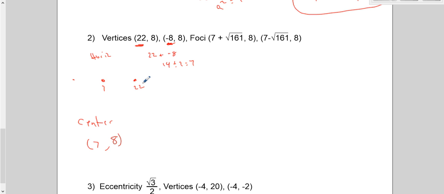So we go from 7 all the way to 22. How many units is that? Well, I could subtract 22 minus 7 and get 15. So a equals 15.